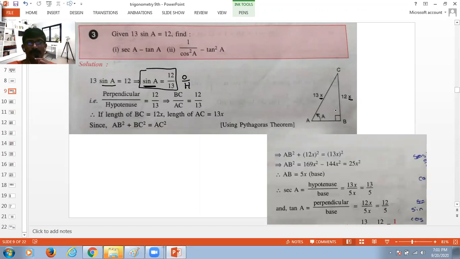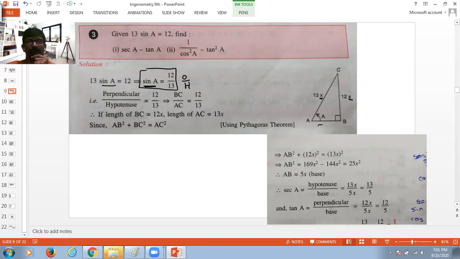upon hypotenuse, then you draw the triangle, you get this 12x, this is 13x. Now you can calculate by Pythagoras theorem what this AB is. Understand, students, whenever we have to find sec A, tan A or something like that, we have to find these trigonometric ratios, and we need all three sides of the right angle triangle. You would know something called triplets in a right angle triangle, isn't it? So if you know triplets, that's nice.